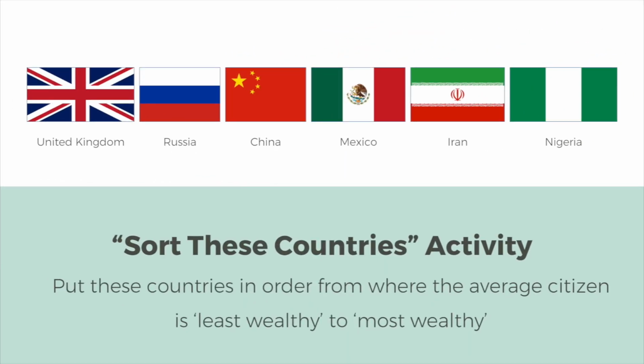Be that as it may, let's try another exercise, only this time with a slightly different topic. This time, let's try and put these countries in order from where the average citizen is least wealthy to most wealthy. Take a moment to think about it, and then take a guess. How would you rank these countries in order of least wealthy to most wealthy average citizens?